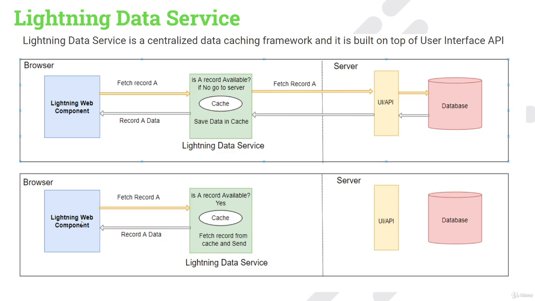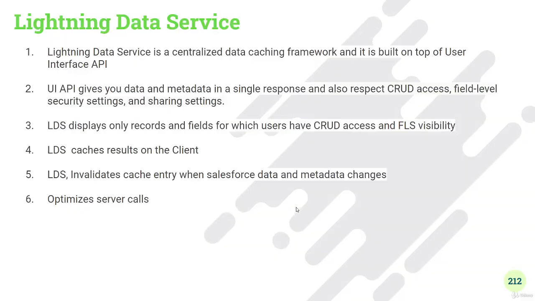Now if you see, the benefit of Lightning Data Service here is it saves the server call again and again. It does not need to make a network call. It reduces our network calls. It will be fast, right? It immediately fetches the data from the cache and updates the Lightning Web Component. So let's go and see all the benefits that we have. We'll go through the points quickly.